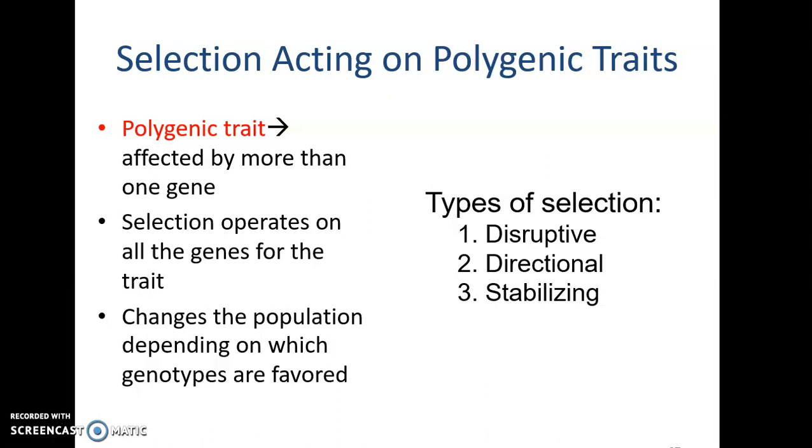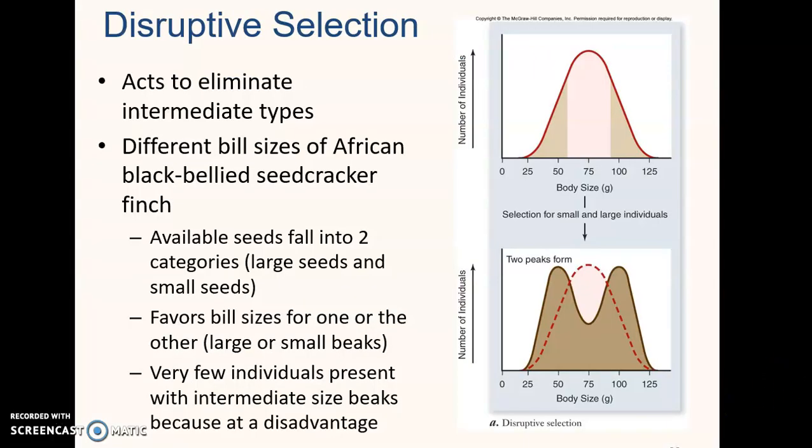We can see three patterns of selection here, either disruptive, directional, or stabilizing. In disruptive selection, we see action to eliminate intermediate types, the mean or the average. A good example is different bill sizes in the African black-bellied seed cracker finch.